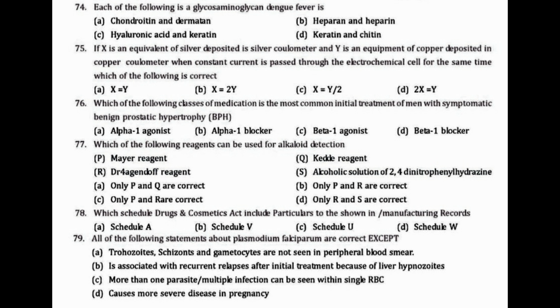Question number 79. All the following statements about Plasmodium falciparum are correct except: trophozoites, schizonts and gametocytes are not seen in peripheral blood smear; is associated with recurrent relapses after initial treatment because of liver hypnozoites; more than one parasite or multiple infection can be seen within a single RBC; causes more severe disease in pregnancy. Actually, option B is the correct answer. It is associated with recurrent relapses after initial treatment because of liver hypnozoites. Except that, all are correct.